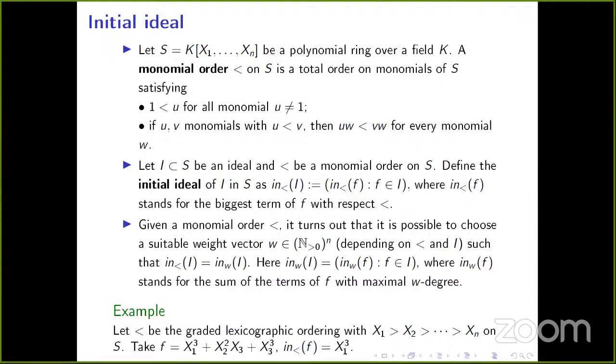Then given a monomial order, it turns out that it is possible to choose a suitable weight order, and the weight order actually depends on the monomial order and the ideal I, such that the initial ideal with respect to the monomial order is the same as the initial ideal with respect to the weight order.